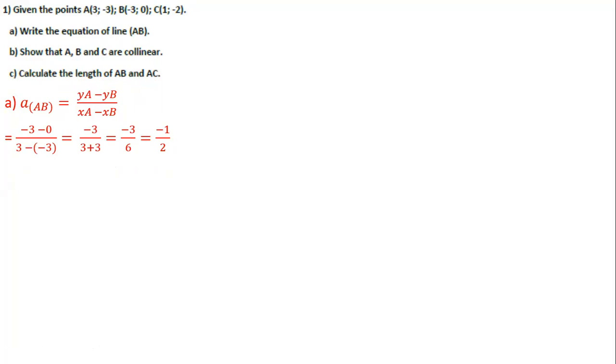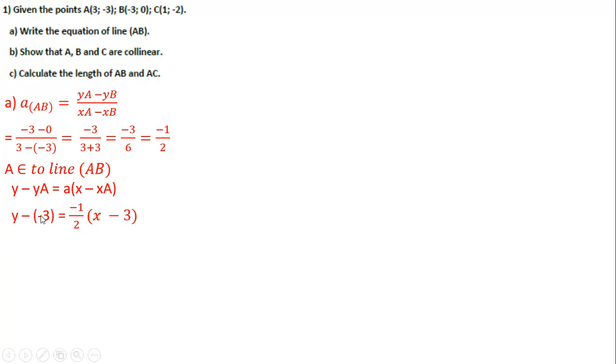Okay, well, the line AB, of course, passes through the points A and B. So we can take point A belongs to AB, right? If A belongs to line AB, then we always use this equation: Y minus YA equals slope times X minus XA. Now we replace YA by how much? We replace YA by -3, the slope by -½, and XA by 3. So this is how we replace.